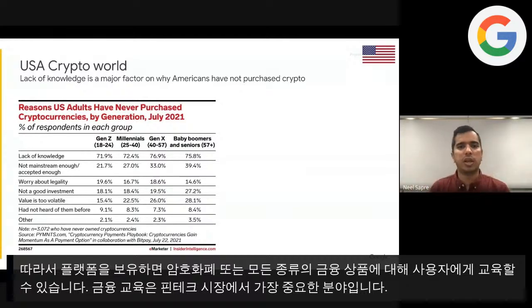How can they go about it? How can they understand what is risky, not risky? Financial education is extremely important as far as any new fintech platform is concerned.